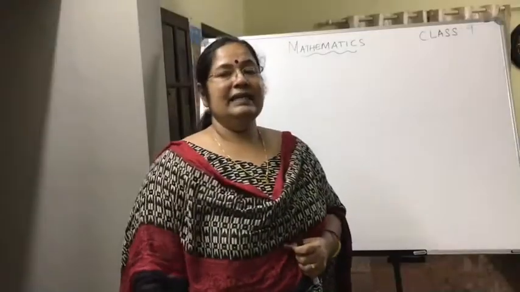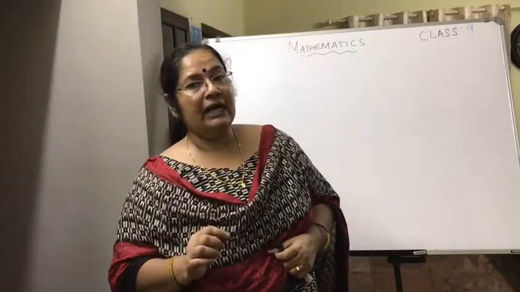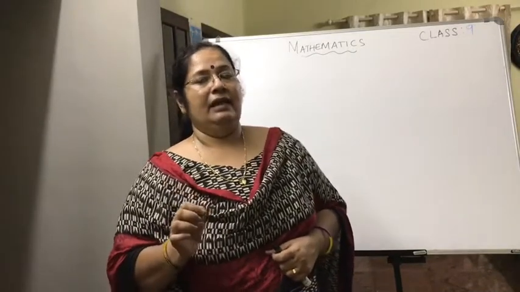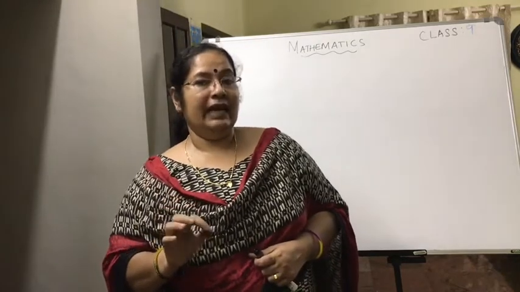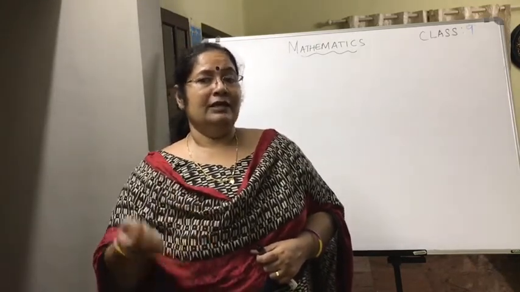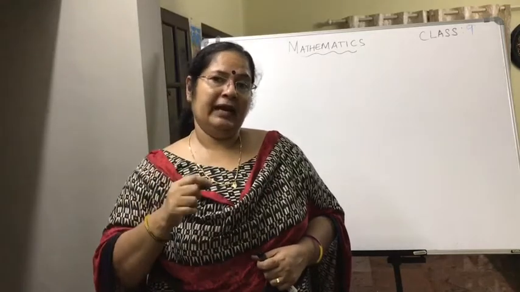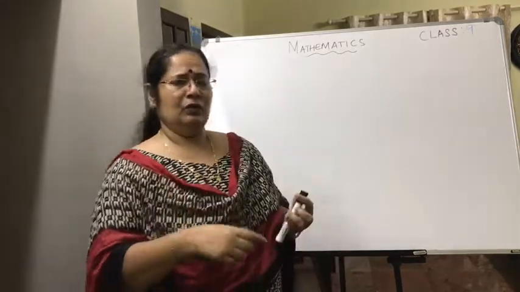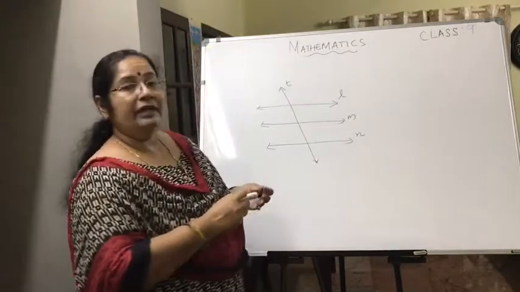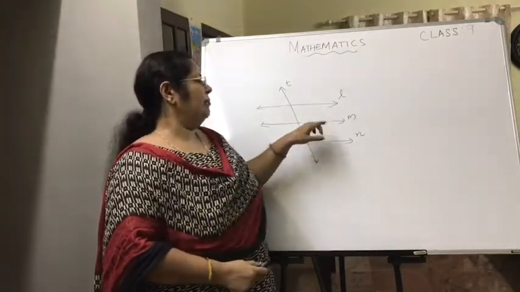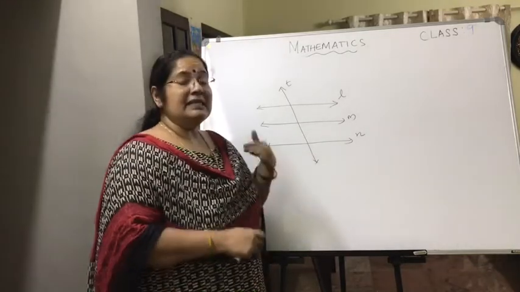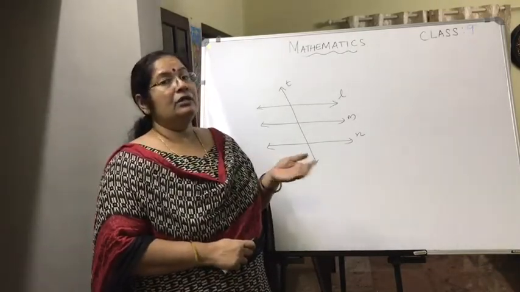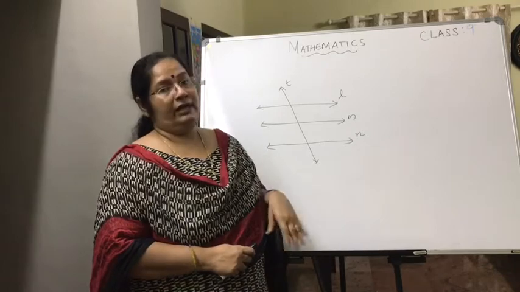The theorem is: lines parallel to the same line are parallel to one another. So I'll give that explanation. Here we are considering three lines L, M and N cut by the transversal T. Now the theorem states that lines parallel to the same line are parallel to one another.